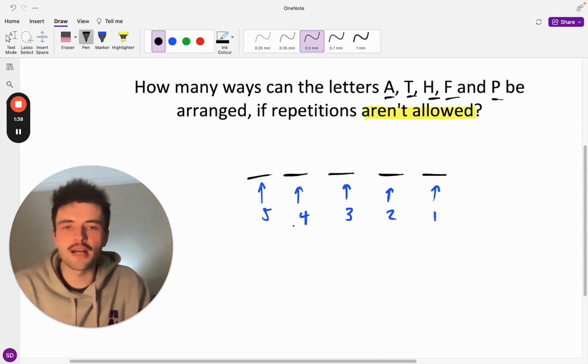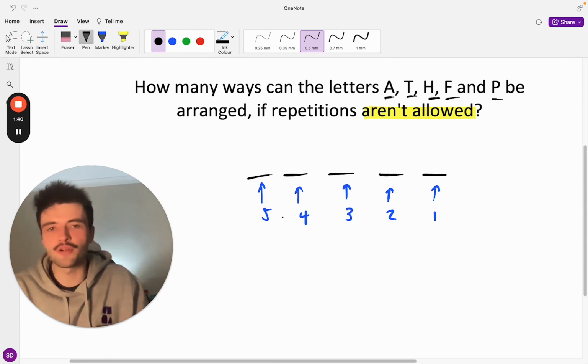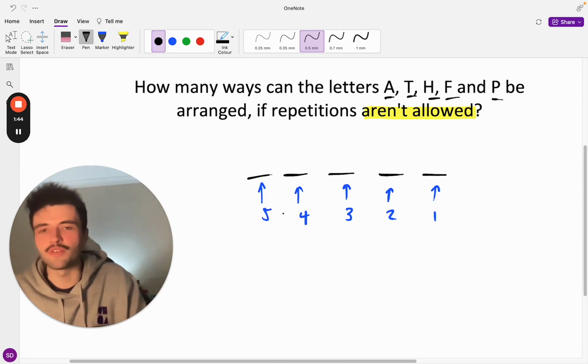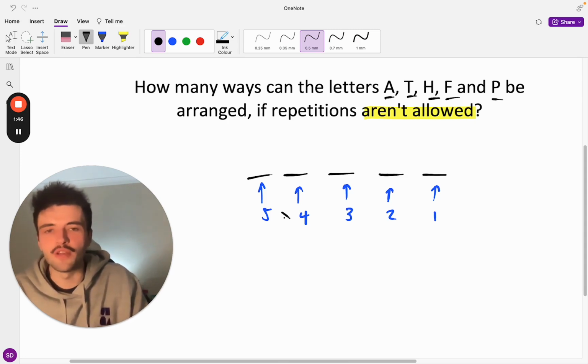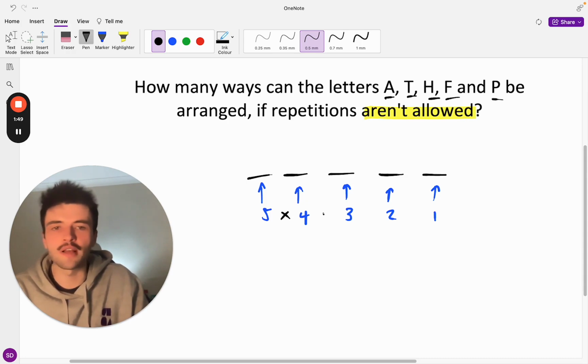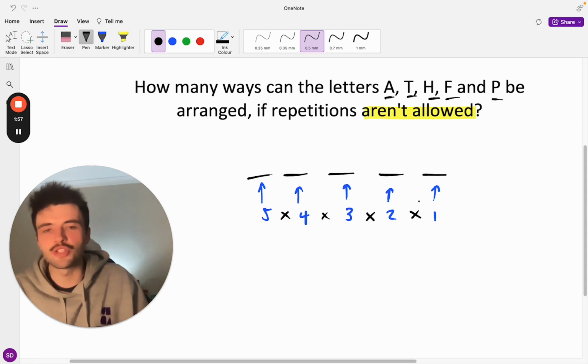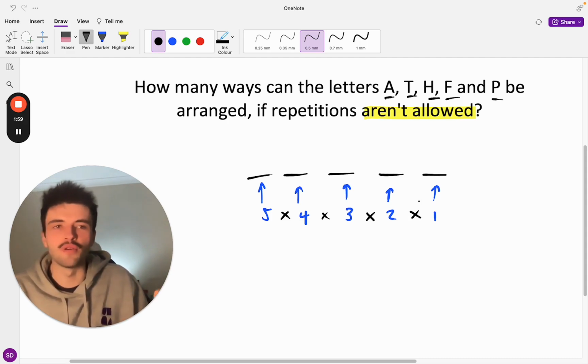The key thing to understand is that because there's 5 choices for the first and 4 choices for the second, the number of choices for just the first 2 letters would be 5 times 4. Then we include the third letter, for which there's 3 choices, and we keep going all the way down to 1 where there's only 1 choice remaining. That's why we multiply these different choices together to find the overall number of ways of arranging this.